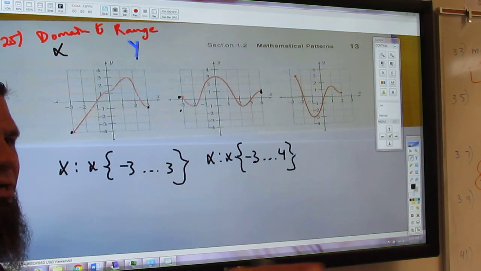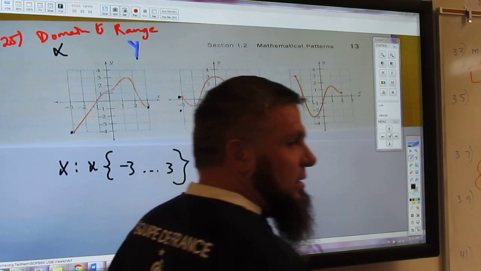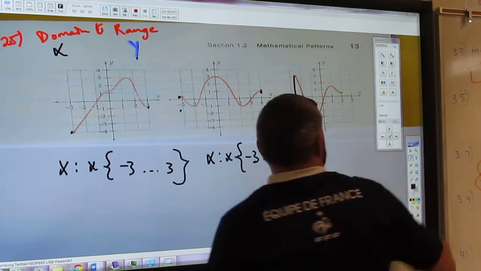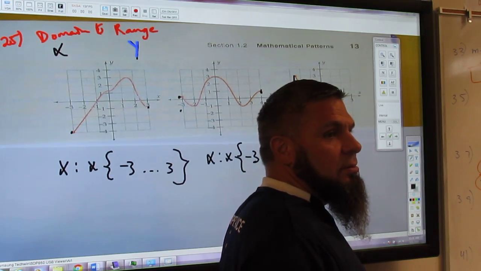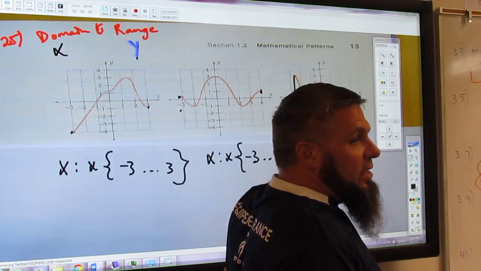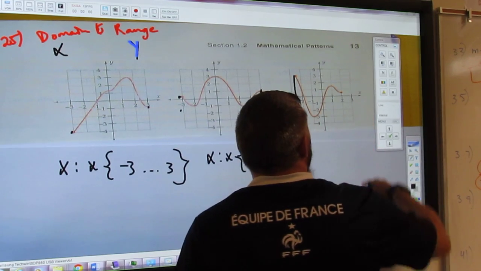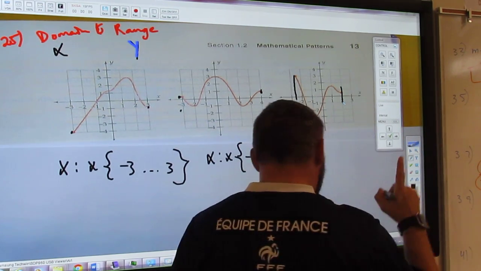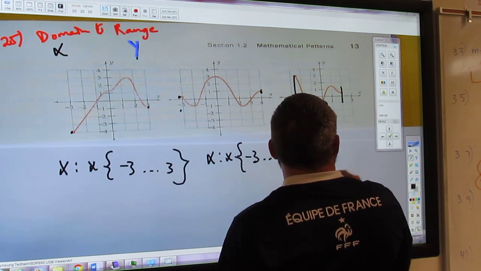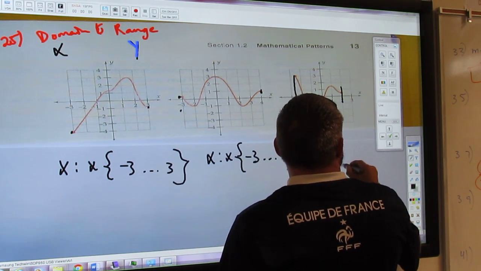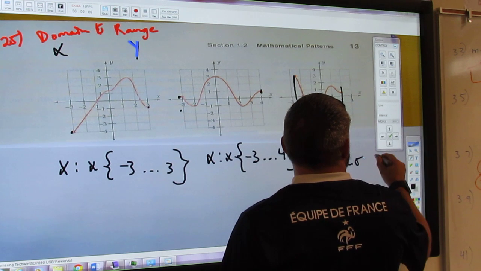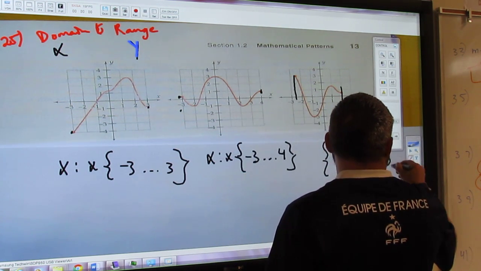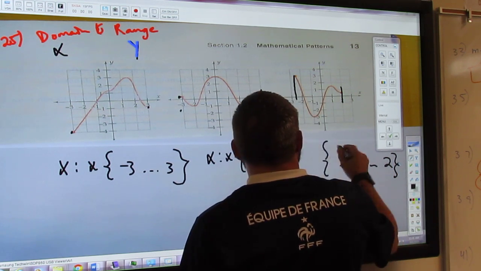-2.5. Why did you get 2.5? Why did he get 2.5? Okay, so that's what I need to know. This X, I'm annoyed with him right now, this X is -2.5. And this X is how much? 2. So the domain is going to go from -2.5, right? To 2. Okay? So that's the domain.